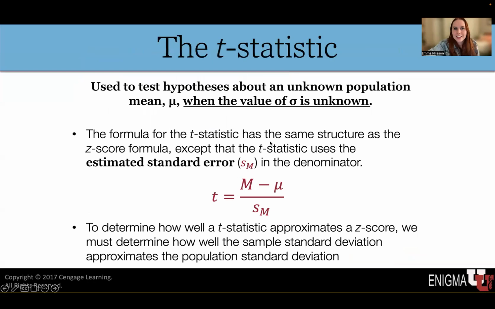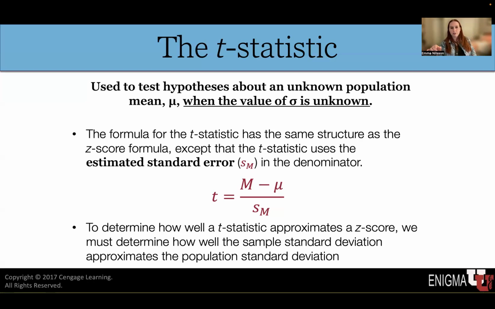And that, my friends, is where the t-statistic comes in. So we use the t-statistic to test our hypotheses about an unknown population when we don't know the value of the population standard deviation. If you don't know that information, you can't do a z-statistic, so we have to do a t-statistic. The formula for the t-statistic is basically exactly the same as the z-score formula. The numerator is exactly the same, but the denominator is different. Instead of using the population standard deviation, which is the denominator of our z-statistic, the t-statistic uses the estimated standard error in the denominator instead, which we're going to learn the formula for in a second.